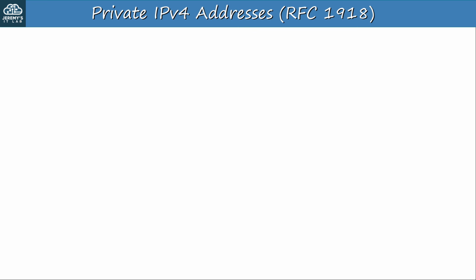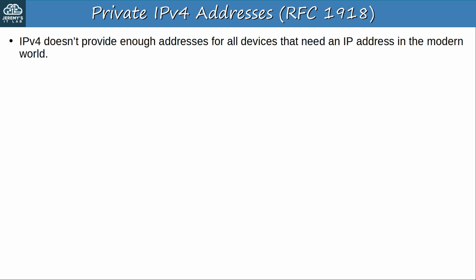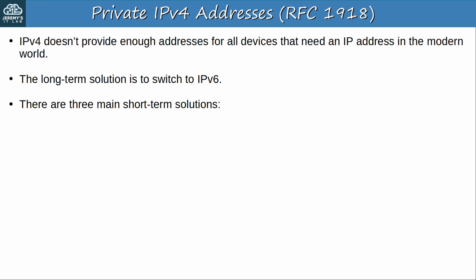First, let me introduce private IPv4 addresses. This is review from the IPv6 videos in this course, but IPv4 doesn't provide enough addresses for all devices that need an IP address in the modern world. The long-term solution to this problem is to switch to IPv6, but changing networks all over the world from IPv4 to IPv6 is no simple task. So, before we switch completely over to IPv6, there are some short-term solutions to this problem, which have actually extended the lifespan of IPv4 quite a lot.